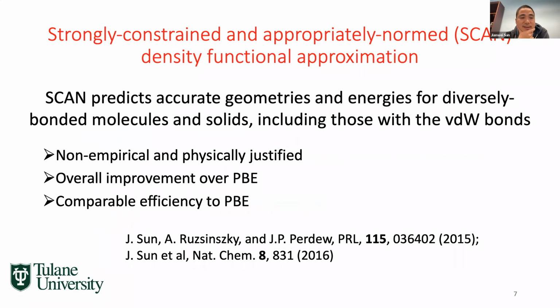Now let me step back a little bit to talk about the SCAN density functional approximation. It stands for strongly constrained and appropriately normed.